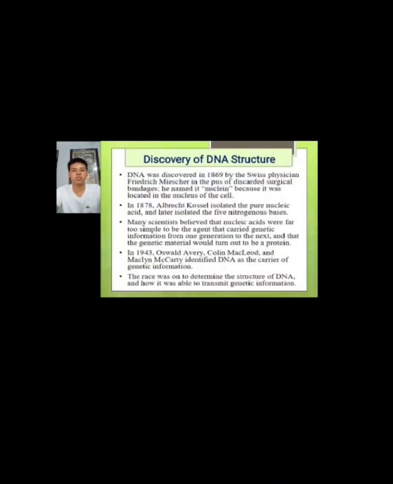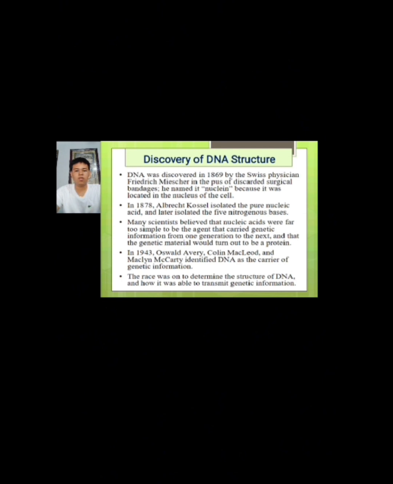My report is the discovery of DNA structure. DNA was discovered in 1869 by the Swiss physician Friedrich Miescher in the pus of discarded surgical bandages. He named it nuclein because it was located in the nucleus of the cell. Pus is a thick yellowish or greenish fluid that forms when the body fights off infection. Friedrich Miescher first isolated a substance from the nuclei of white blood cells in pus-soaked bandages. He named it nuclein, which we know today as DNA.